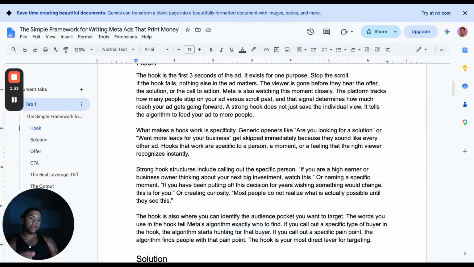What's going to make a hook work is being specific. Generic openers like, are you looking for X solution, or want X for your business, get skipped immediately because they sound like every other ad. The hooks that work are more specific to that person, maybe that moment. I love desire based messaging because you're able to almost induce a feeling from them. I think people buy with feelings and then justify with logic, not the other way around.